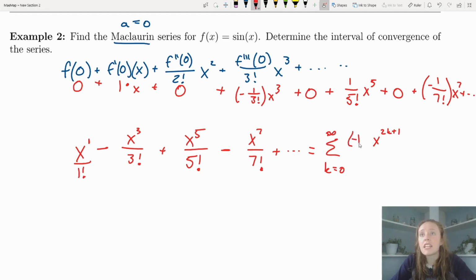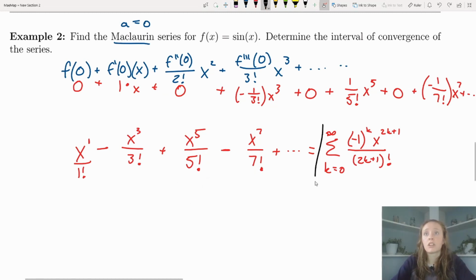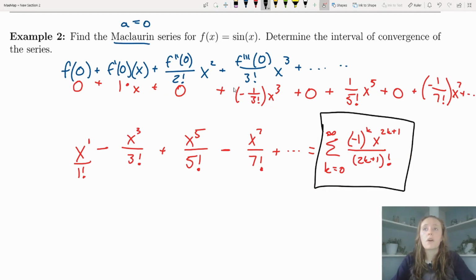So I need to have some negative 1 raised to a power, and I'll go ahead and raise that to the k, because negative 1 to the 0 gives me a positive for my first term, negative 1 to the 1 gives me a negative, negative 1 squared gives me a positive, and so on. So now I have my x's taken care of, and whether they're positive or negative taken care of. Now I just got to concern myself with that denominator. Well, very similar to how we figured out those exponents, it's only the odd ones. So this is going to be 2k plus 1 factorial, because that'll get me 1 factorial when k is 0, 3 factorial when k is 1, 5 factorial when k is 2, and so on. So that's my Maclaurin series for the sine of x.